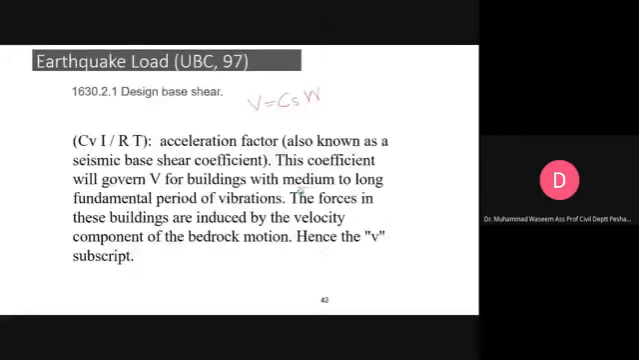And if the fundamental time period of the building, which we have seen that we will estimate using this Ct Hn^(3/4), is less than 0.7, then the Ft value will be 0. Then you plug in the base shear, you plug in the weight of the story, the height of the story, and then you have the summation of weights and heights of all the stories.